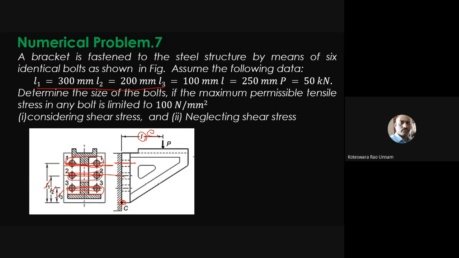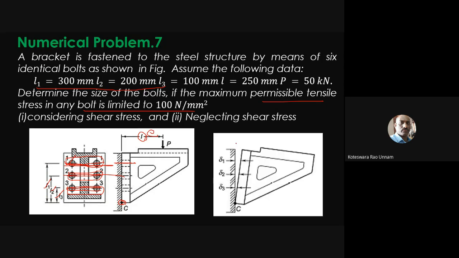Use your maximum principal stress theory to compute sigma 1, then equate that to your permissible tensile stress, that is 100. From that you will get the diameter.